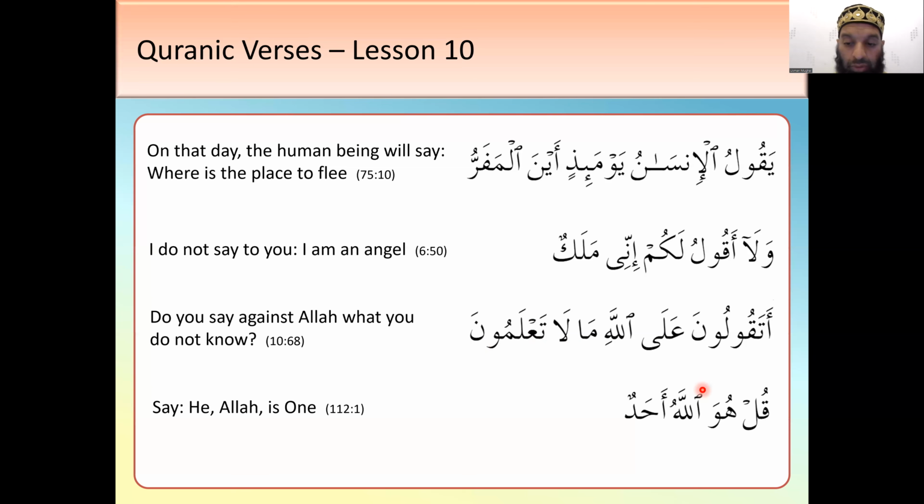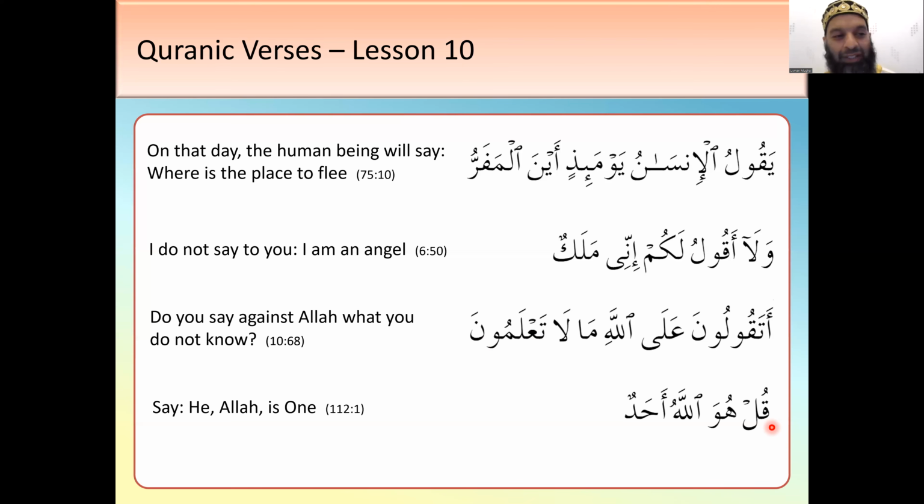Next one. Qul. We've not done qul, but guess which verb it's from? Yeah, to say, right? Qul. How does it become qul? From qala, how does it become qul? Level 2.